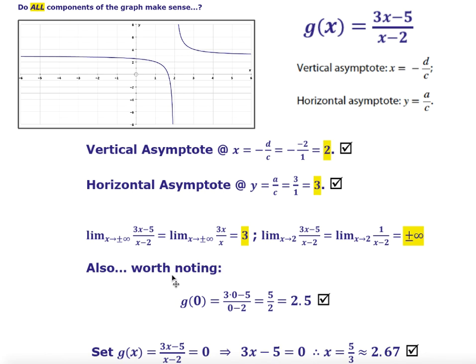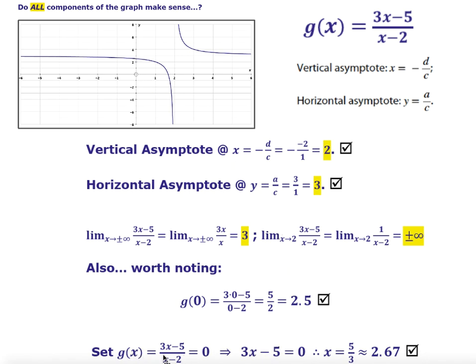Also worth noting, and almost always worth noting, are your so-called y-intercepts and x-intercepts. g of 0 ends up just being, when you plug it in, 5 halves, boom, 2.5. There she is right there, 2.5-ish. When x is 0, that's y.